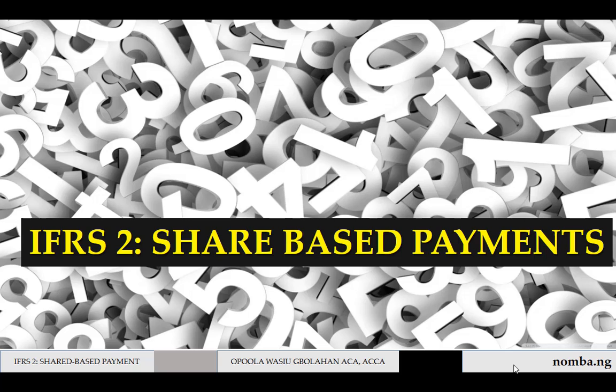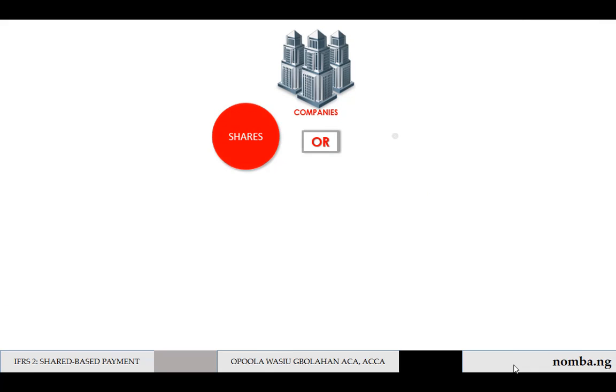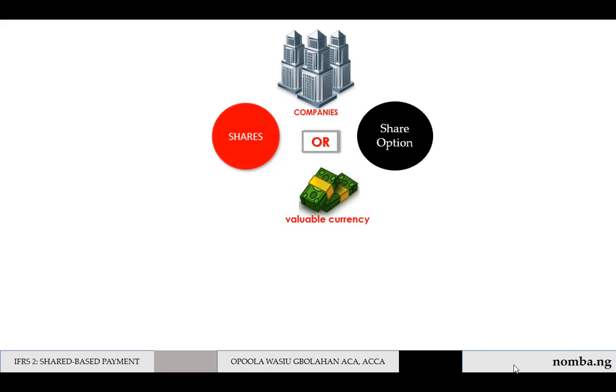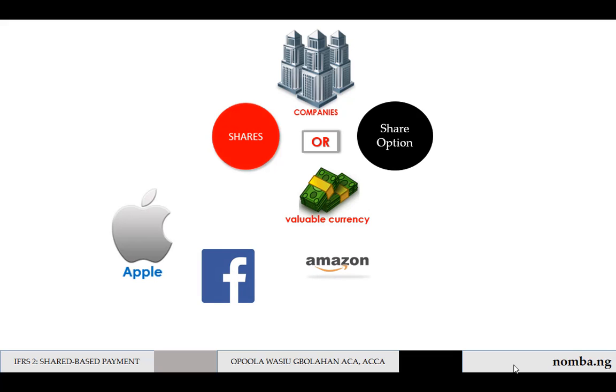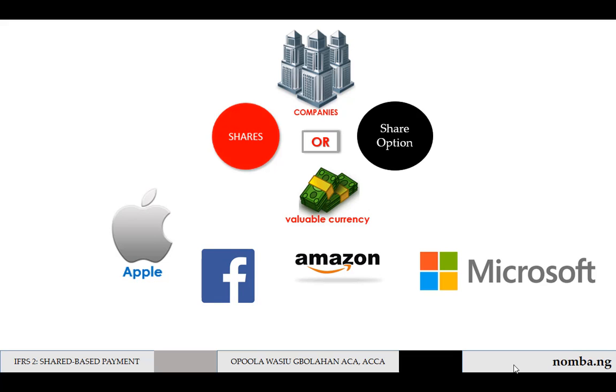Now, let's look at IFRS 2 on share-based payments. Okay? Share-based payments. There are some companies whose shares or share options are regarded as a valuable currency. Like Apple, Facebook, Amazon, or Microsoft. Many companies like that. Their shares are very valuable.